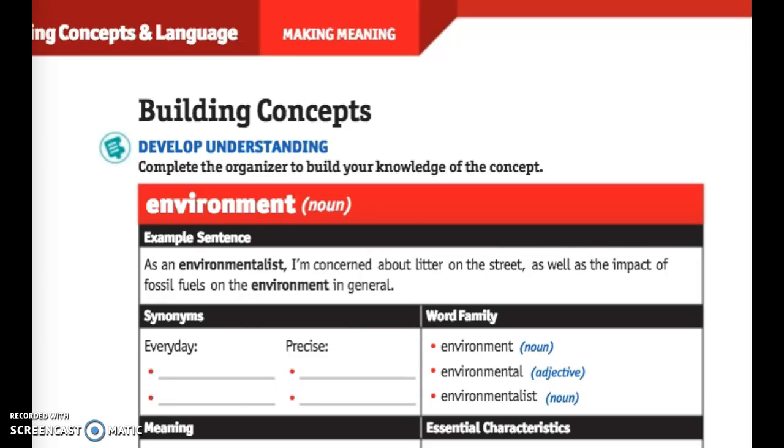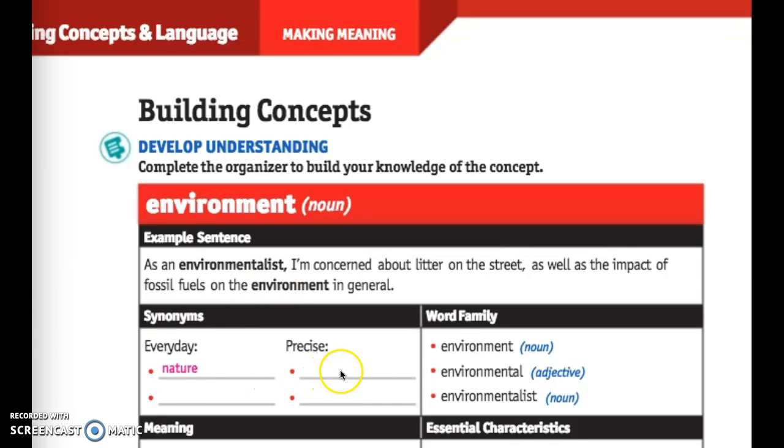So before we get to the definition of environment, let's try to think of some synonyms. Now remember, a synonym is a word that means the same thing as environment. We're not really sure what environment means yet, but let's see if we can come up with some synonyms that would fit into this sentence right here. So an everyday synonym is one that's more casual, one that you might use out on the playground, right? So if I'm concerned about litter on the street, as well as the impact of fossil fuels on the environment in general, another word that might mean the same thing could be the word nature, right? That would fit in here. I'm concerned about litter on the street, as well as the impact of fossil fuels on nature in general, right? It has to do with the surroundings, right?